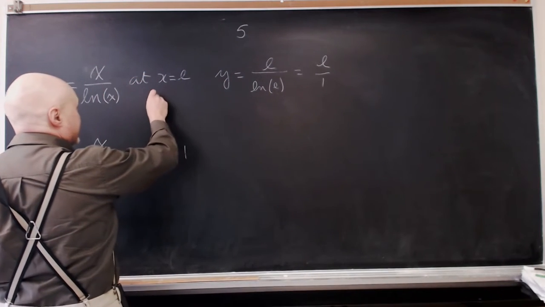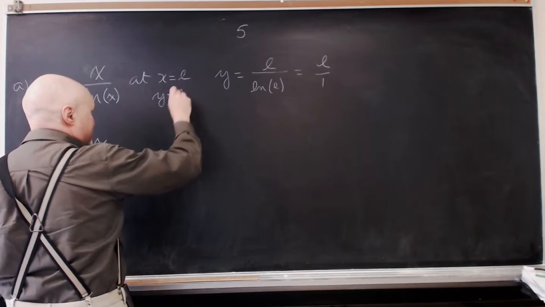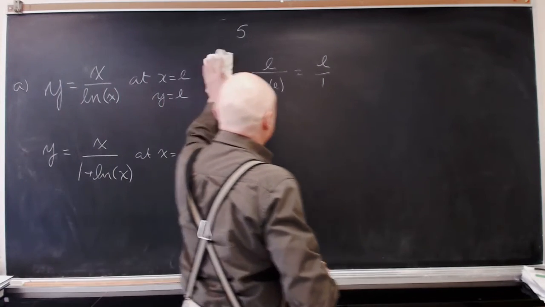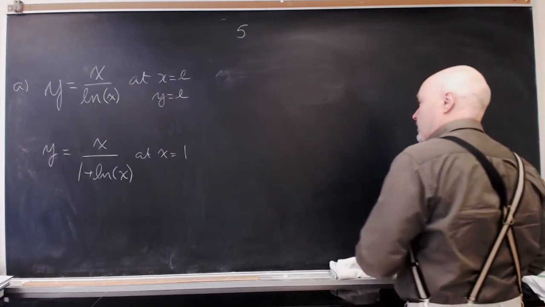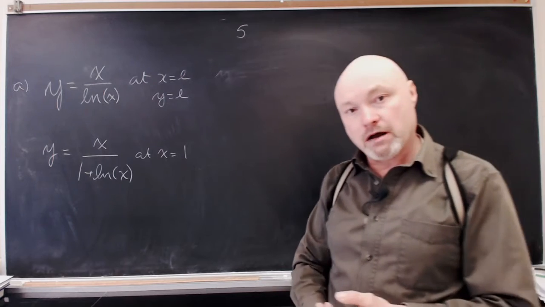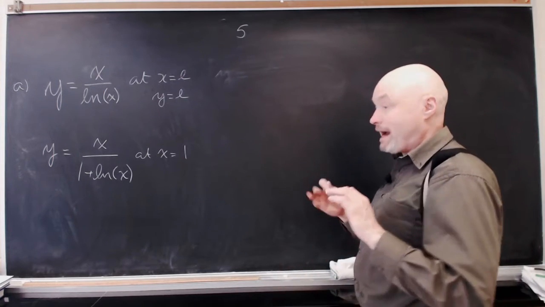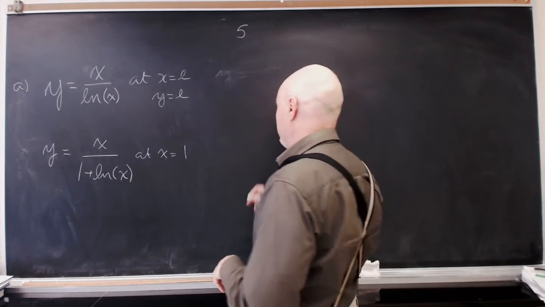So basically, the y coordinate is also the Euler number. Okay. We have our x and our y coordinate. Now we just need to go after our slope. And of course, we're going to go after our slope by taking the derivative.